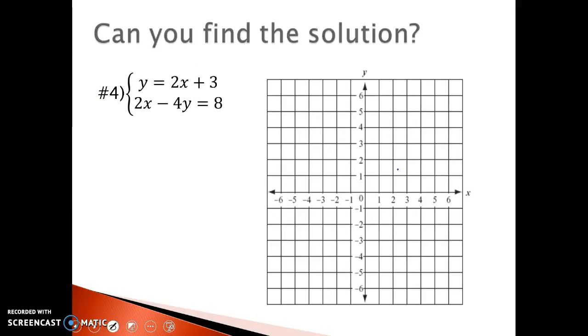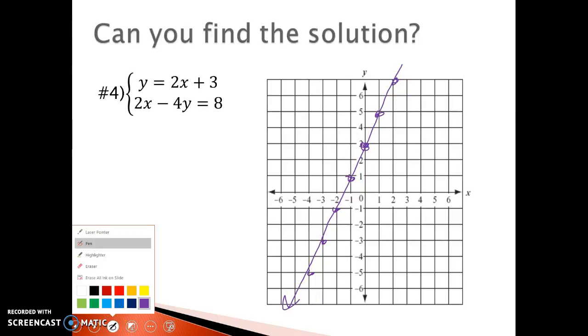Let's try the same thing with this equation. We know here, if I were to graph this one, it starts at 3, the top one, and the slope is 2, up 2 over 1, 2 over 1. And I could go down 2 and over 1 as well, but all of these points make the first equation true.